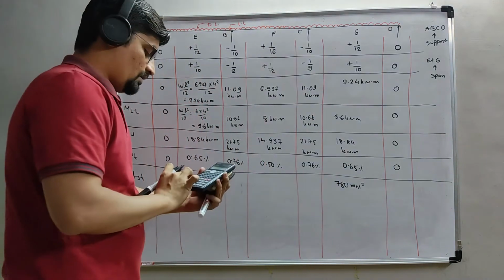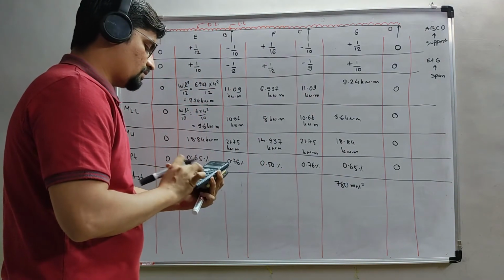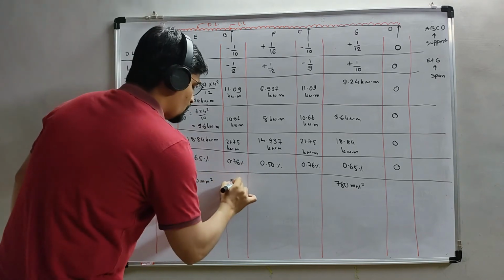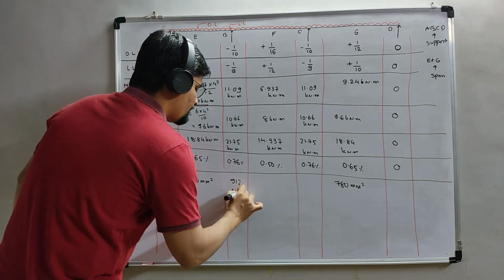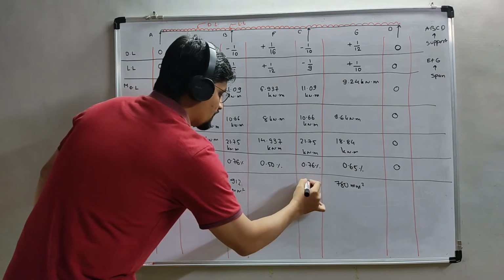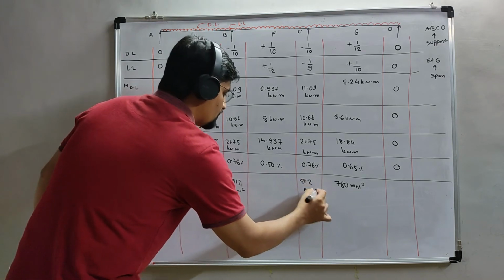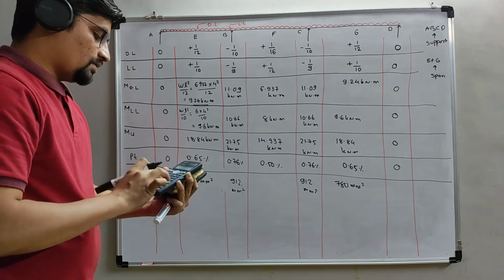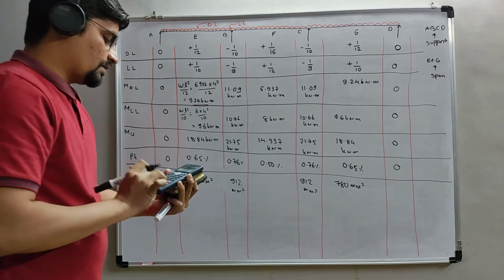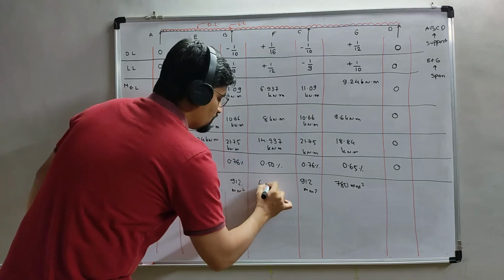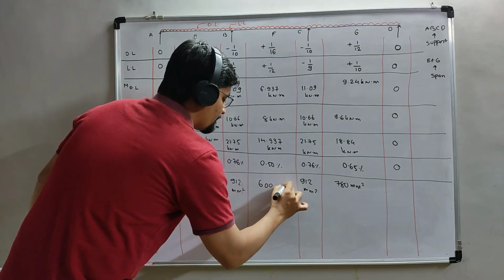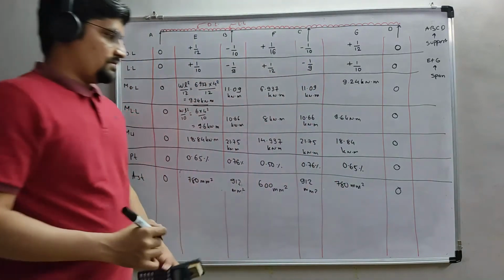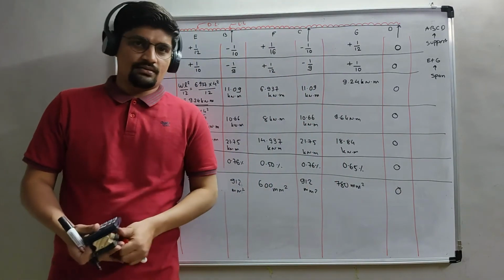Now here 0.76 into 1000 into 120 divided by 100. So it is 912 mm square. Here also it will be 912 mm square. Now this one, 0.5 into 1000 into 120 divided by 100. So here it is 600 mm square. Okay, so we have calculated the AST. Okay, it is easy.